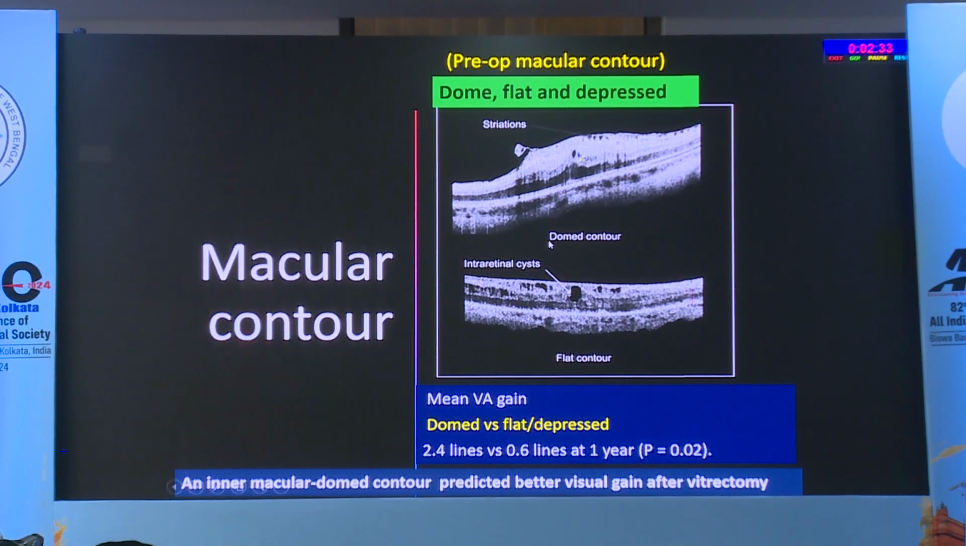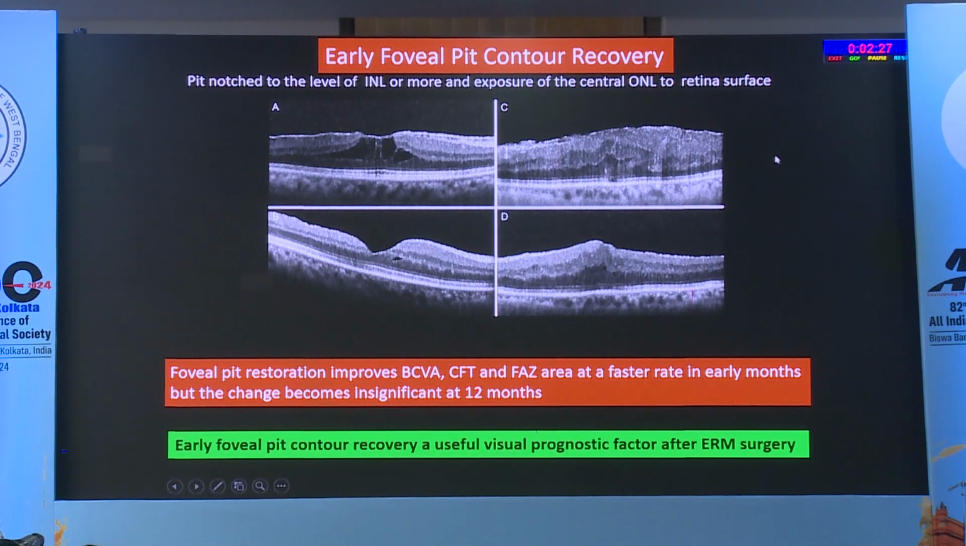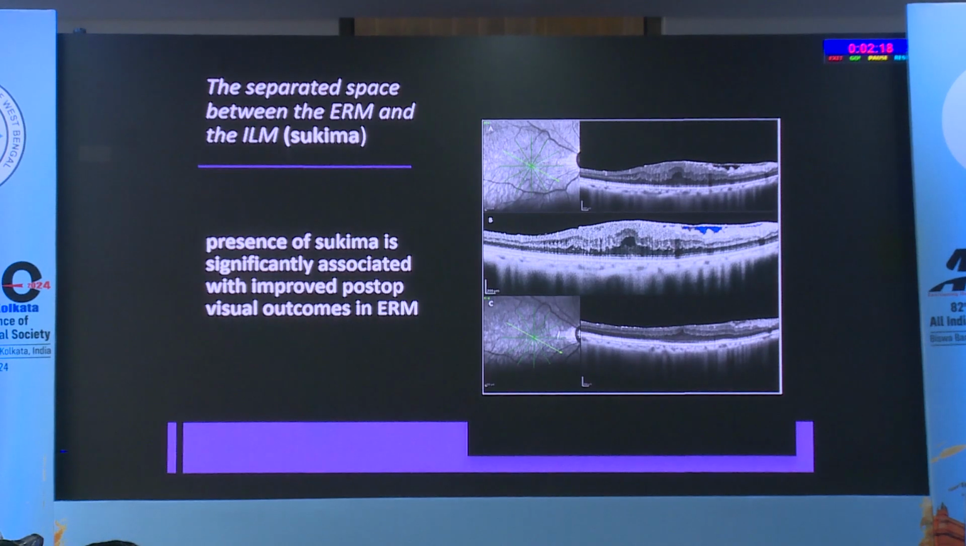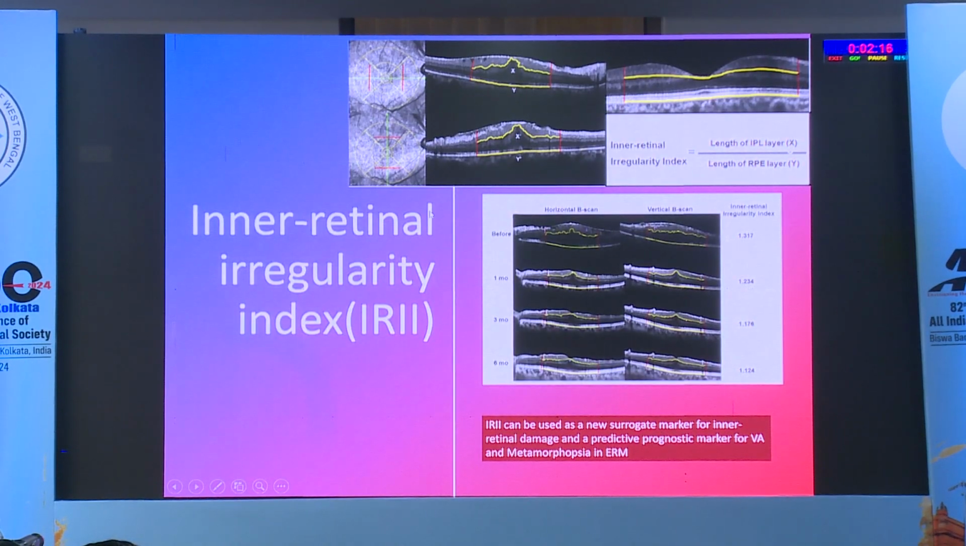Also the contour of the macula: if you see a dome-shaped macula, they tend to do well when compared to a flat or a depressed macula. Look for the pit contour recovery post-surgery, which gives a clue. If you have an early pit contour recovery, they tend to do well when compared to the other patients. Another entity which has been described is what is known as the inner retinal irregularity index, which is also a surrogate marker which tends to correlate with the visual acuity and metamorphopsia score. So one needs to look into that.